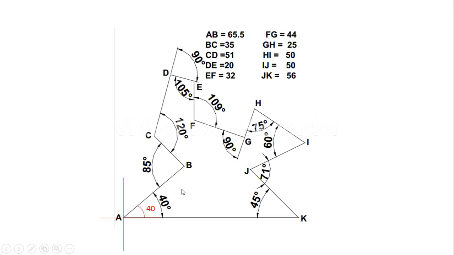Now let's move to the point B. So now this is the point B. Here also I need to draw two lines. This is the x-axis, this is the y-axis. This is 0, 90, 180, 270 and again 360.